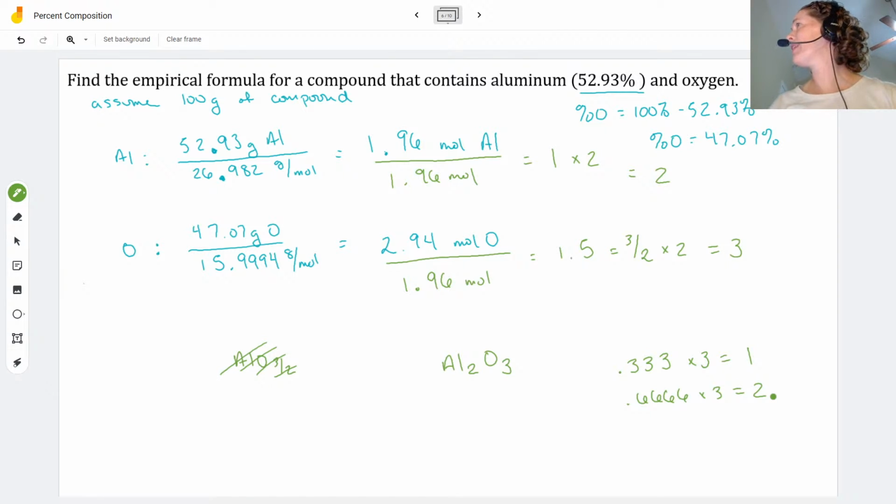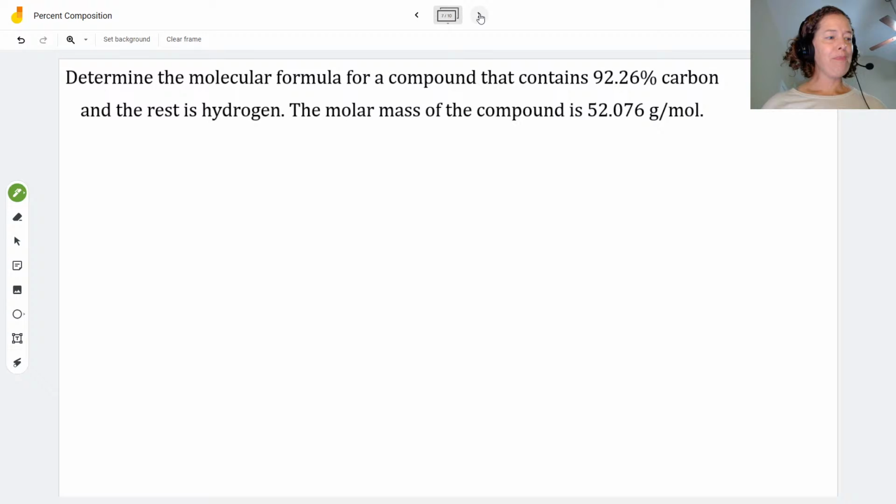Okay, any questions about that? No, I think we're good. So just kind of an FYI there on other common decimals that you might see. Let's go on to our next problem.